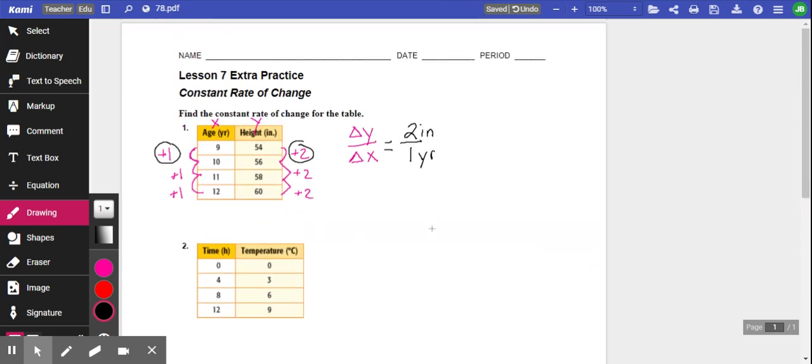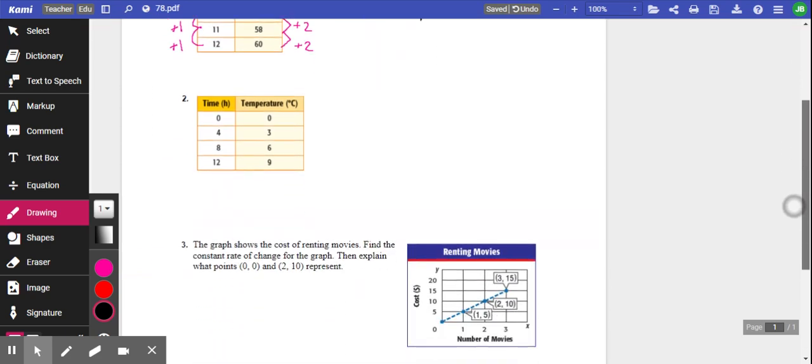Now the second example starts off with zeros. Again, we're looking for the change in y over the change in x. The temperature is going to be our y, and the time is going to be the x, or the input and the output. Our change in x is from 0 to 4. We would say that's a +4. From 4 to 8 is still +4. And from 8 to 12 is still +4.